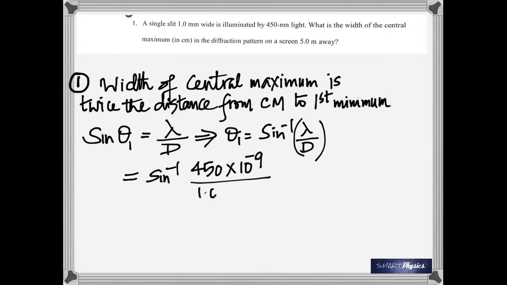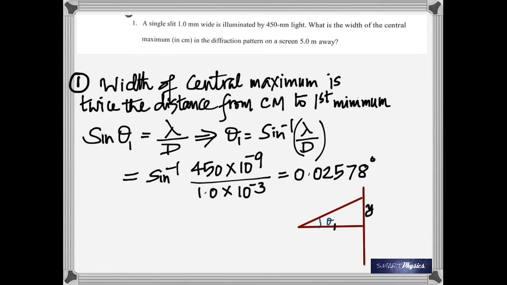Lambda is 450 nanometers. And you have the distance to the screen as, the distance of the slit. I'm sorry, that is the distance. The caps d is the width of the slit, rather. The width of the slit is 1 millimeter. That's why it's 1 times 10 to the negative 3, and you get that angle.